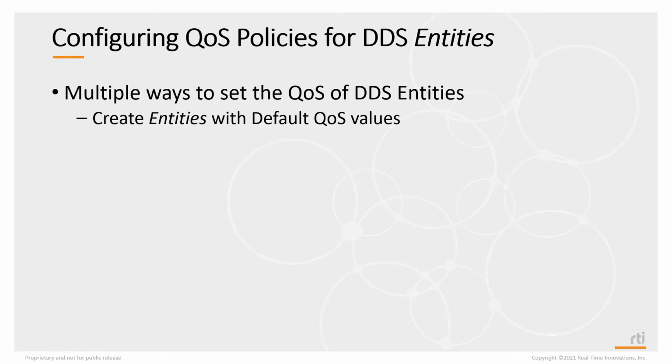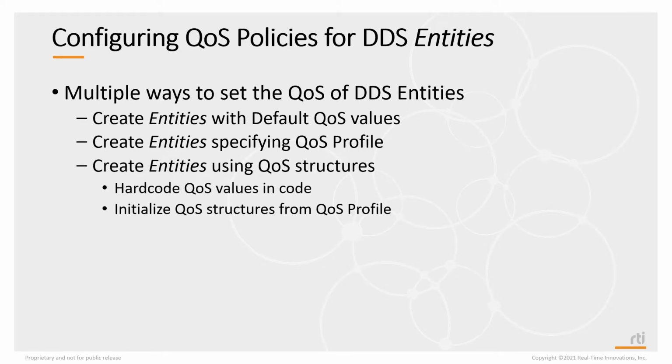So you can create a DDS entity with the documented default values for the QoS policies. You can create an entity specifying a crafted QoS profile. You can also hard code modified values of the QoS by using a QoS structure. So in code, you would have a QoS structure, initialize that structure with the values of the QoS, make a modification to the value of the structure, and then use that structure in the creation of the DDS entity.